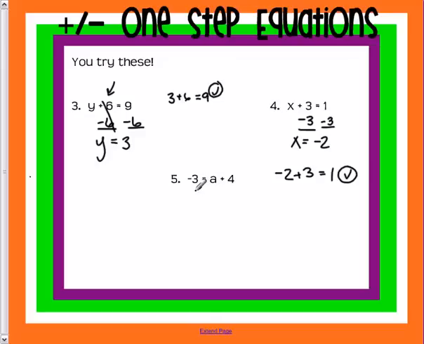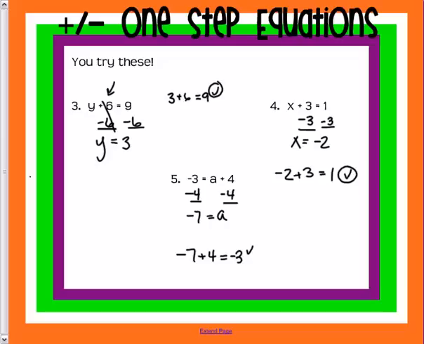Over here, if I take negative 3 equaling a plus 4, I want to get rid of that positive 4, so I subtract 4 on both sides. These are inverses, so they cancel out, and I'm left with a. And negative 7 is the answer. So if I plug negative 7 back in for a, negative 7 plus 4 is actually a negative 3.